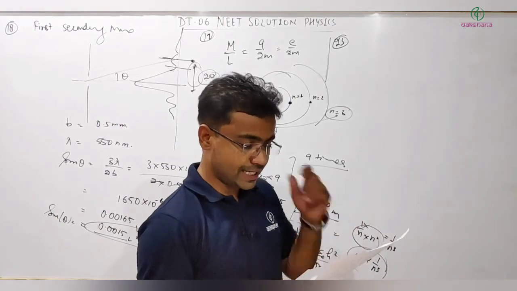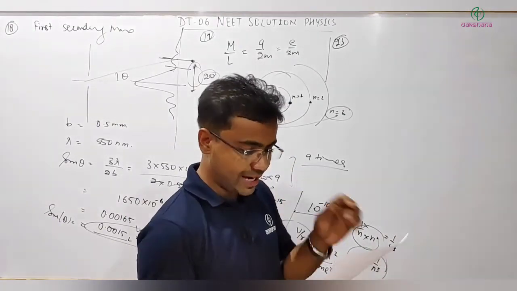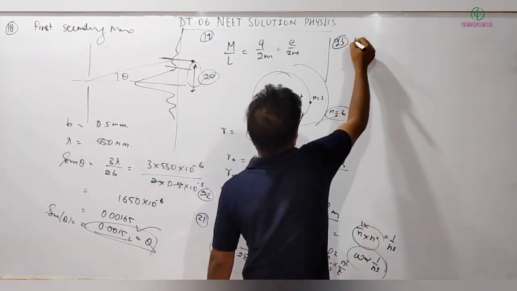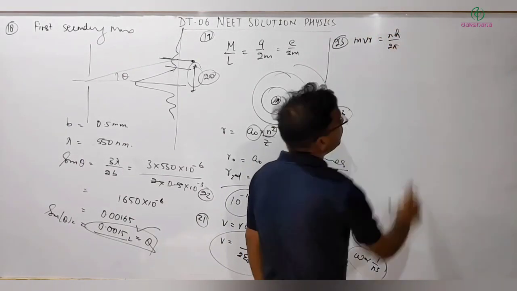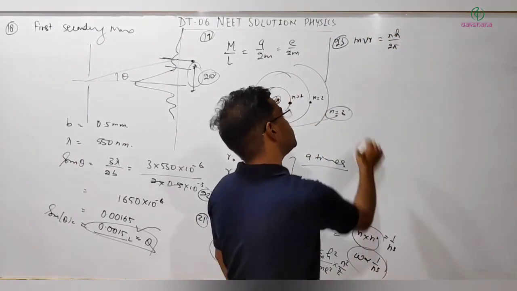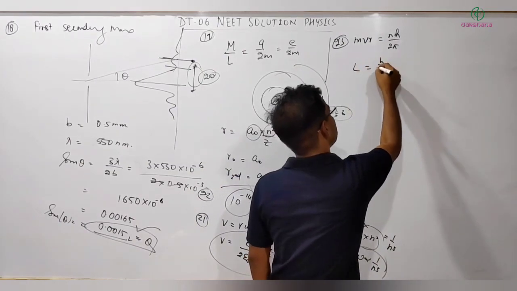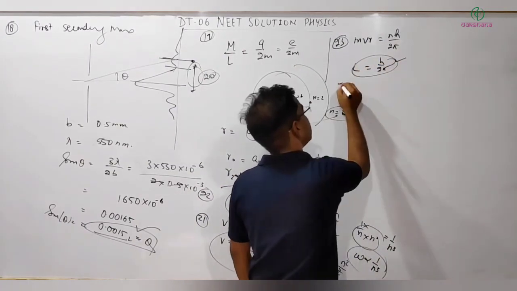In the lowest energy level of hydrogen atom, electron has angular momentum. So we know actually angular momentum is mvr = nh by 2 pi. The lowest energy state means n is equal to 1. So angular momentum is h over 2 pi is the answer in lowest energy state.